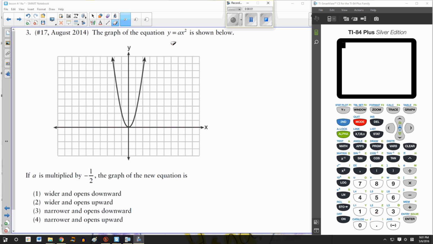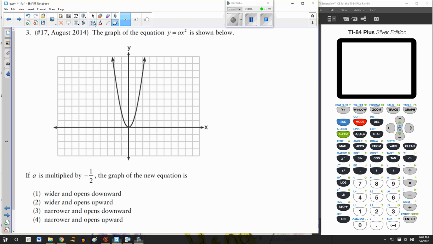Number 17 from August 2014: the graph of the equation y equals ax squared is shown below. If you look at the graph, it's concave up, so you know a is going to be greater than 0.